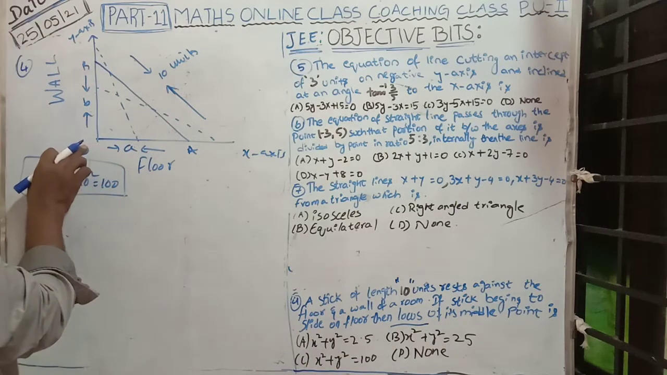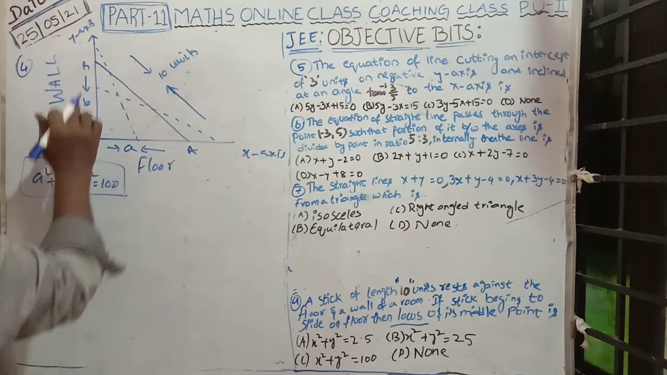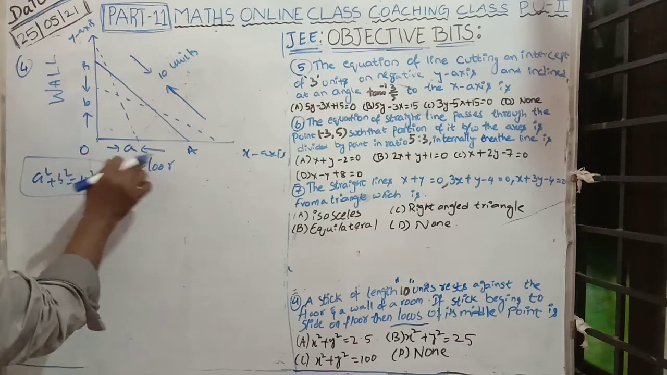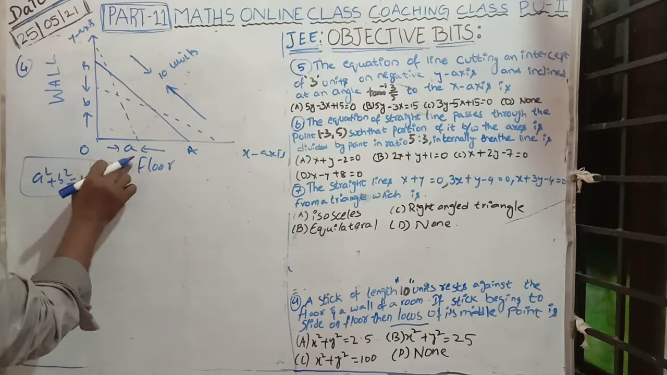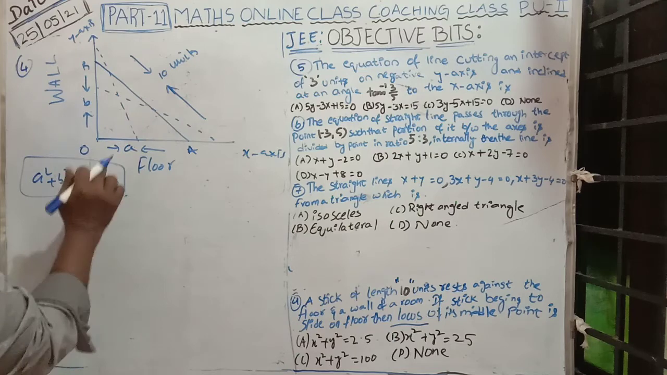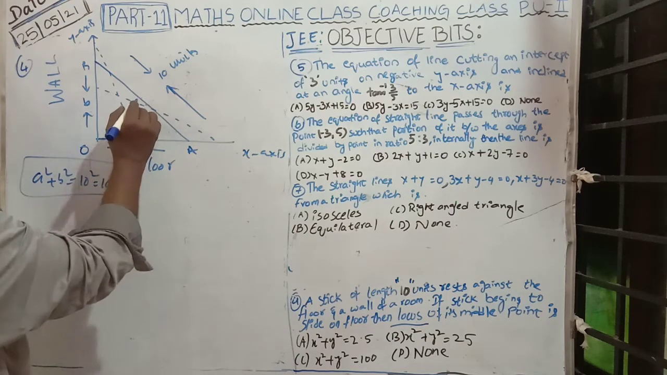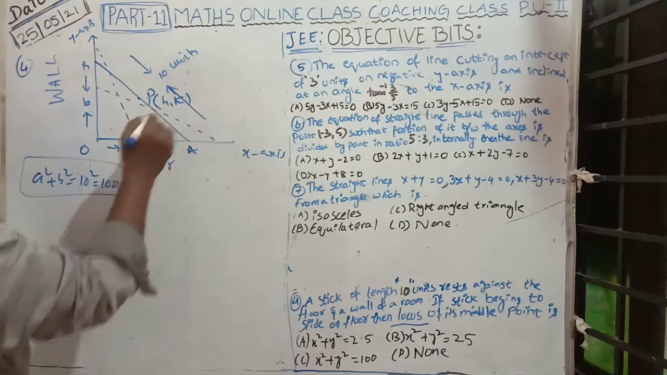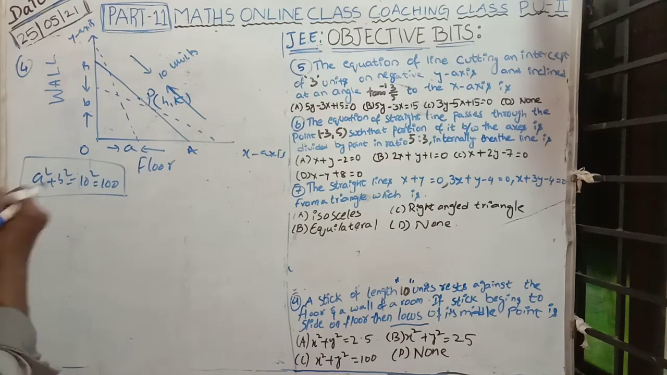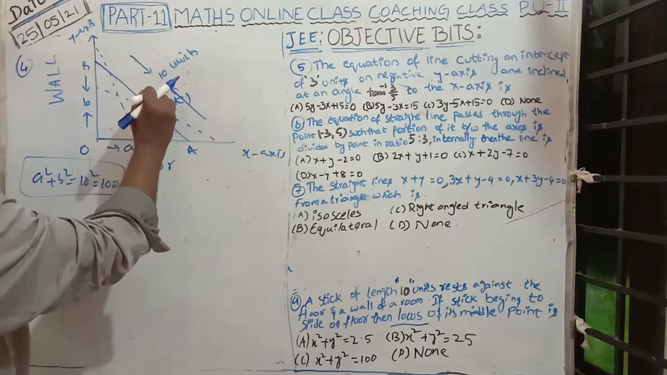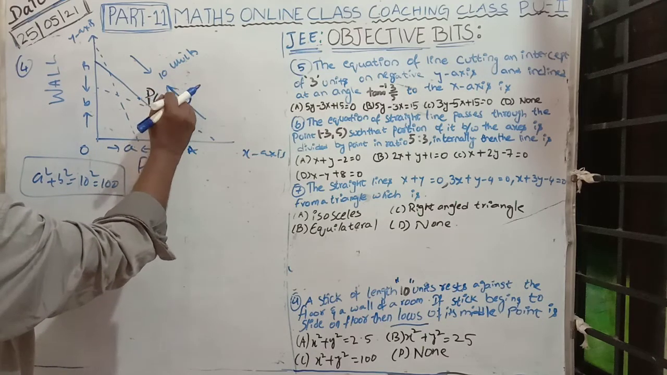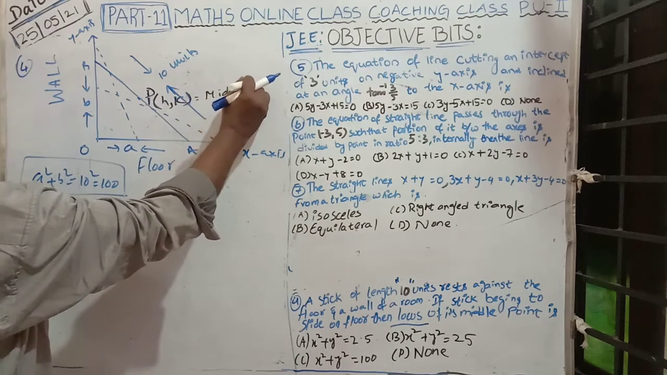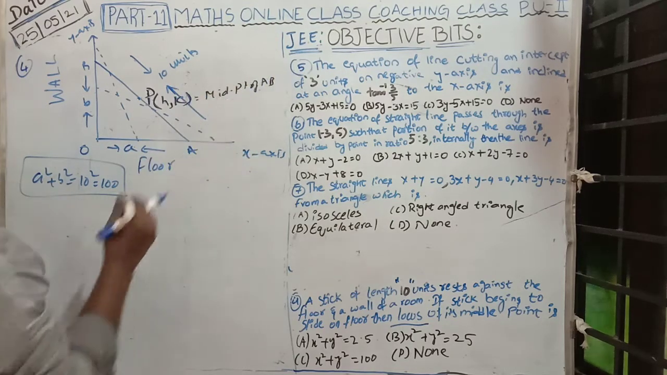We are assuming the x-intercept is A and the y-intercept is B. So in the triangle OAB, it is a right angle triangle. By Pythagoras theorem, A square plus B square is equal to 10 square, that is 100. We assume this midpoint is P, with coordinates h comma k. It is the midpoint of AB.